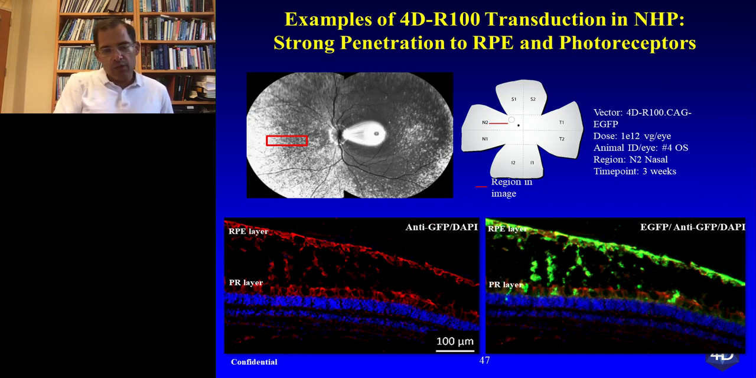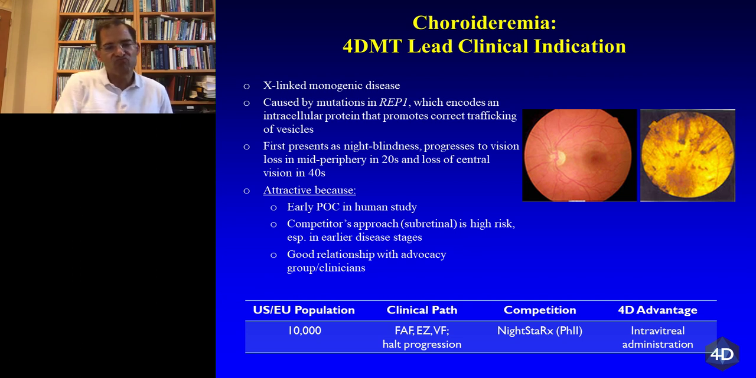We've quite literally done thousands and thousands of tissue sections and stained and examined and quantified the expression. And we see very high levels of gene expression within photoreceptors as well as the retinal pigment epithelium within these animals. So our initial target is going to be a blinding disease called choroideremia.